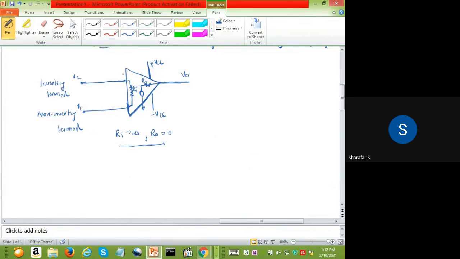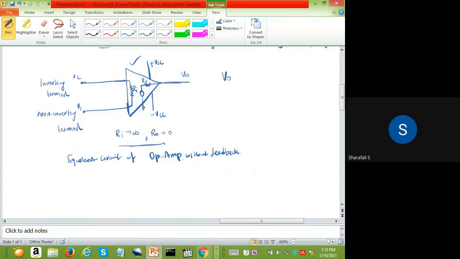So this is an equivalent circuit of the op-amp without feedback. So there is no connection from input to output. If a connection is there from input to output, that is feedback. So without feedback, the connection will be like this. Equivalent circuit will be like this.